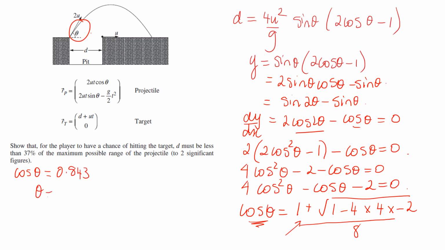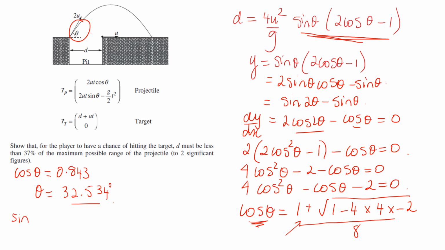And then theta will equal inverse cos of 32.534. So this angle here will maximize that part there. So let's work out what that's equal to.